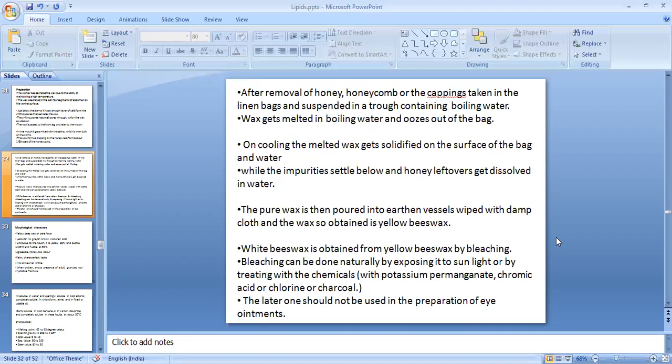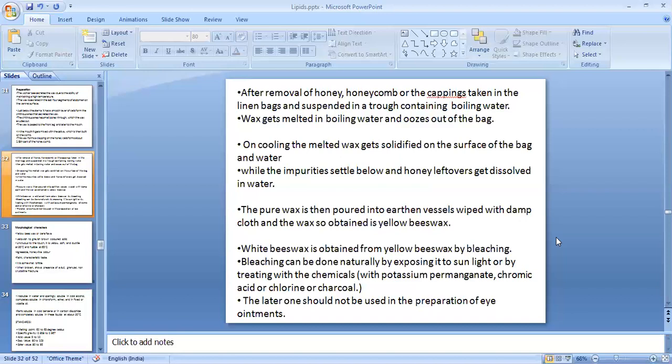And the pure wax is scraped off from the surface of the bag or from the surface of the water, and it is put into an earthen vessel which is wiped with a damp cloth. And the wax obtained by this method is called your yellow beeswax, that is without decolorization or without removing the color.